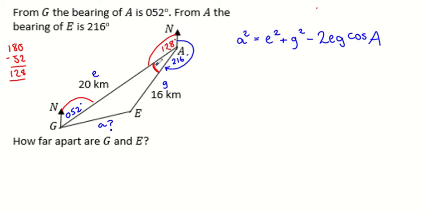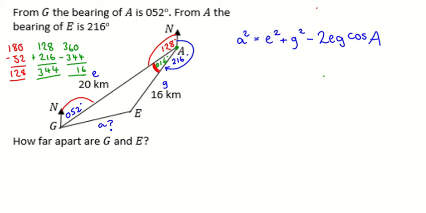Okay, now to find this angle, I will need to use my knowledge of angles around a point. They all add up to 360 degrees. So if I add 128 plus 216, I get 344. If I subtract that from 360, I get 16 degrees. So I'm going to squeeze in 16 degrees here. Oh, 016 for bearing, sorry.